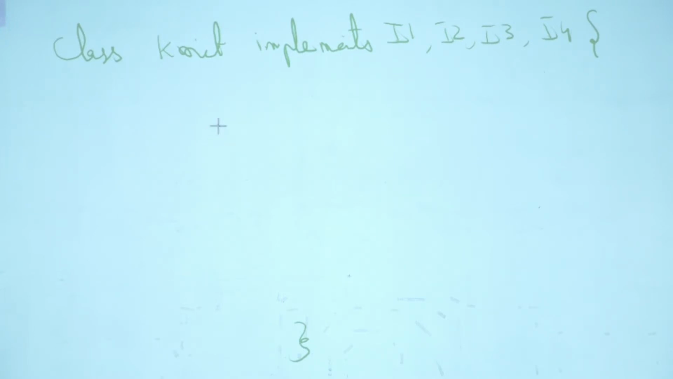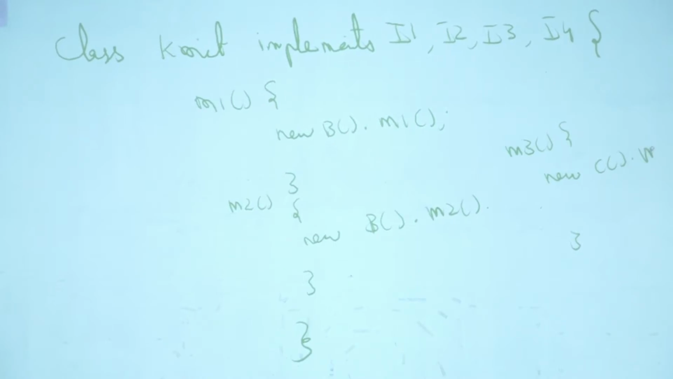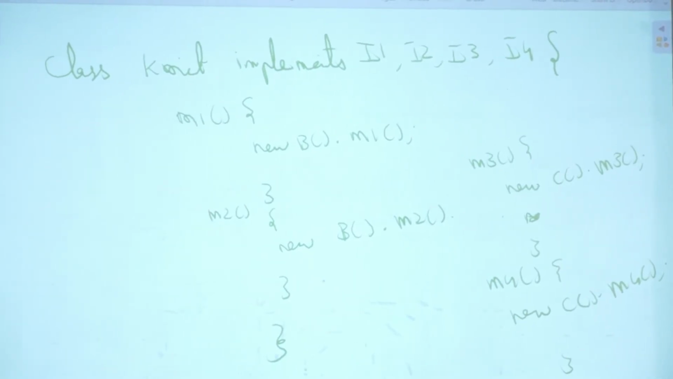So, look at it like this. KMIT has an M1, but this M1 comes from whom? New B dot M1. It implements M2, but that M2 comes from where? New B dot M2. Similarly, M3 comes from where? New C dot M3. On me, you can call M4. But you know what I will do? I will not implement any of these.